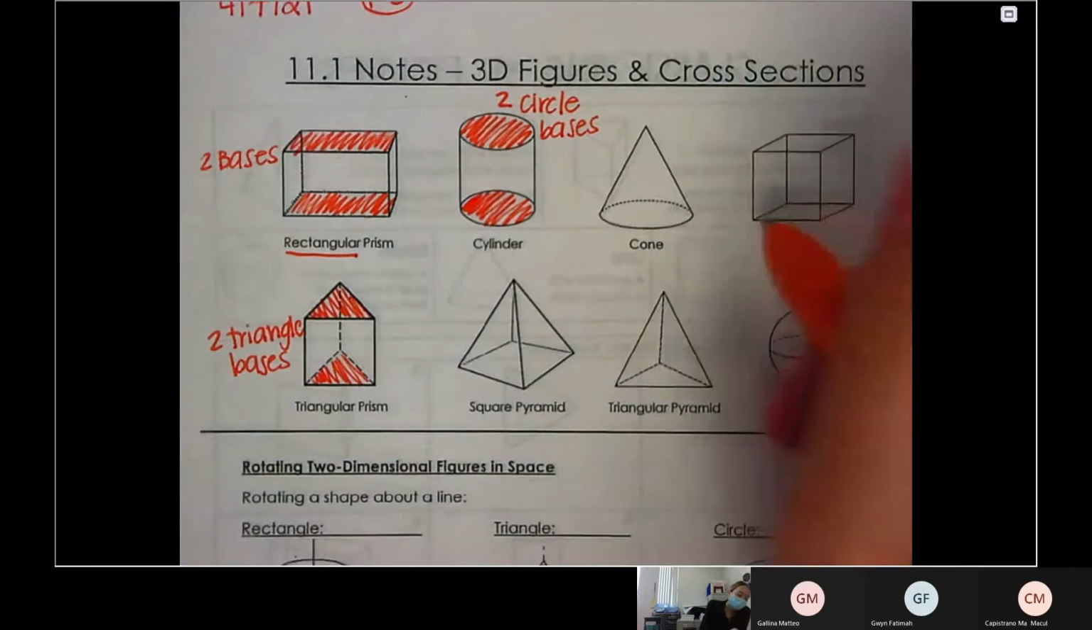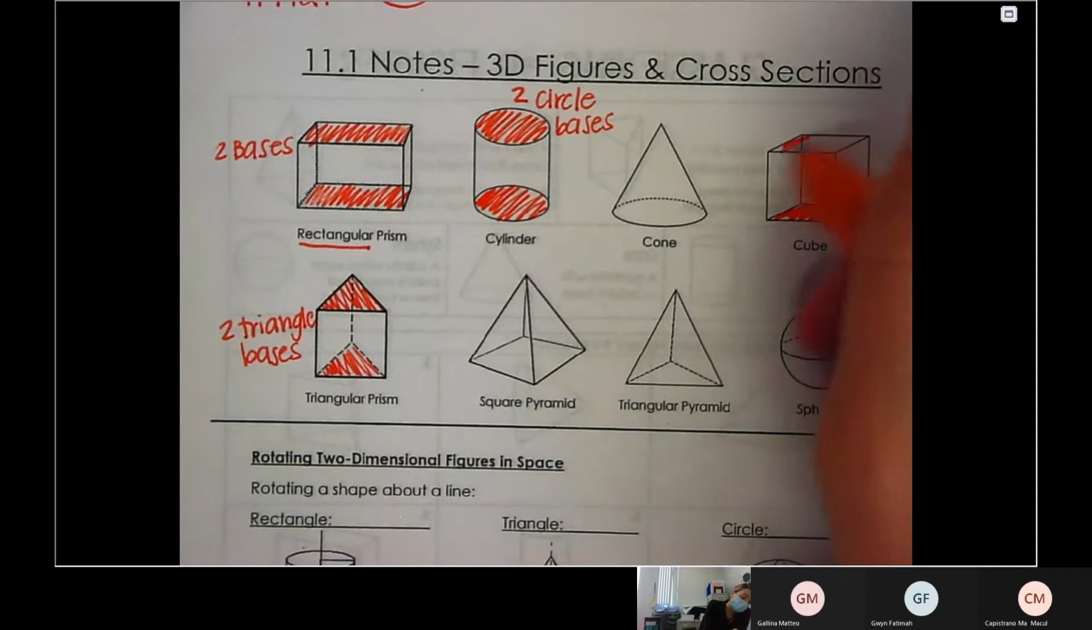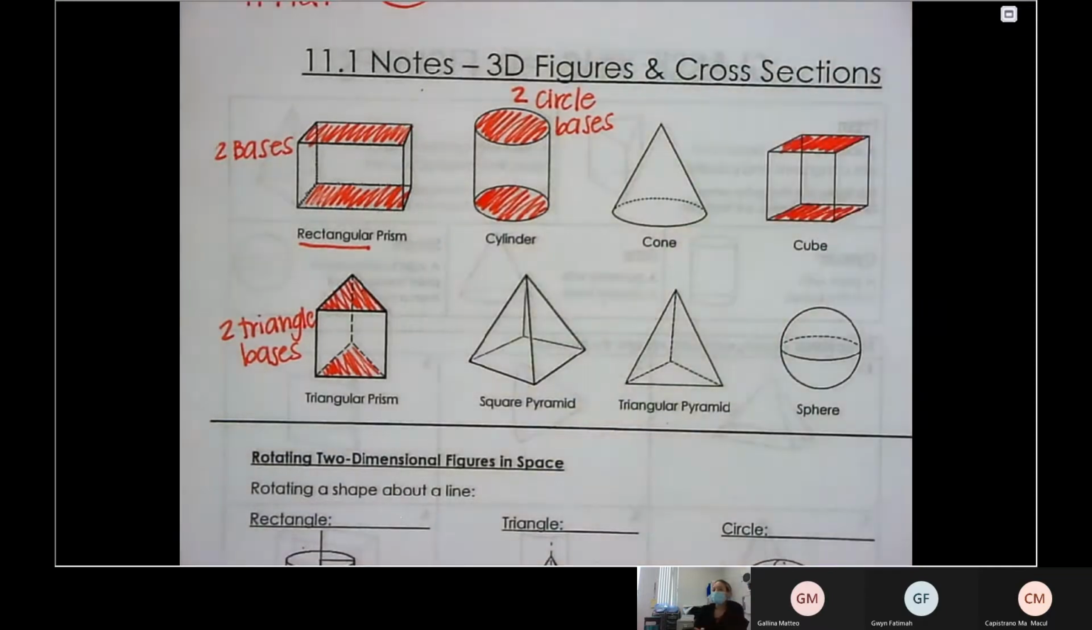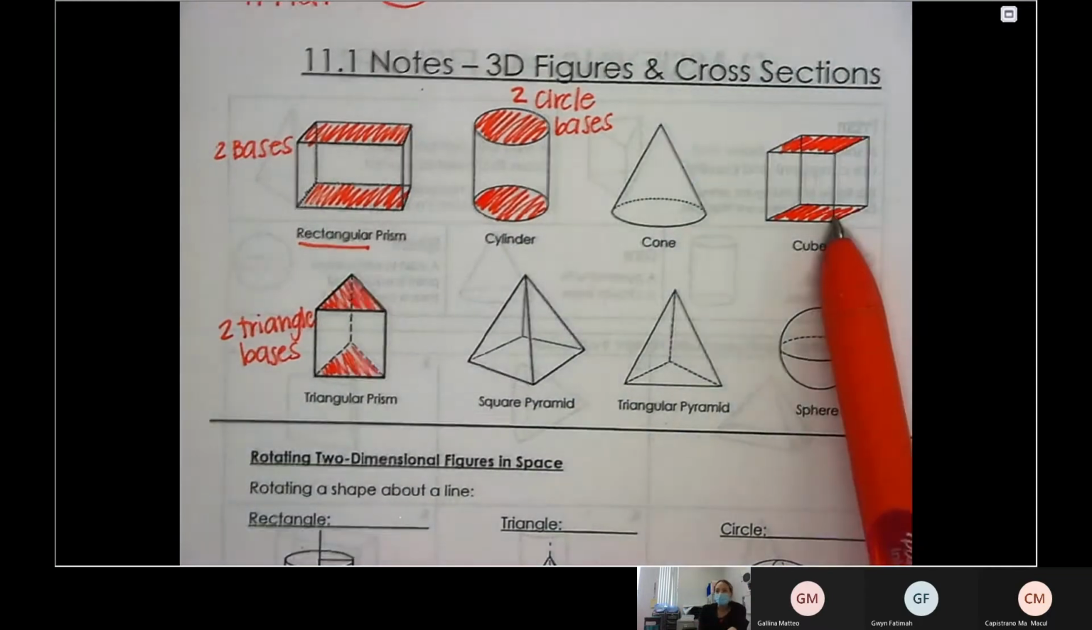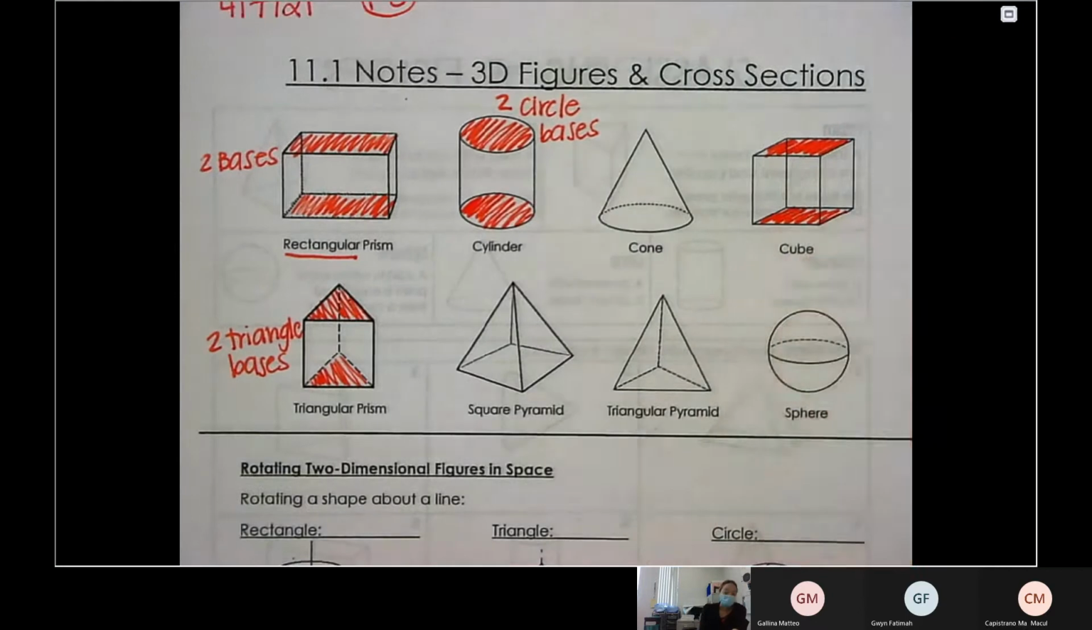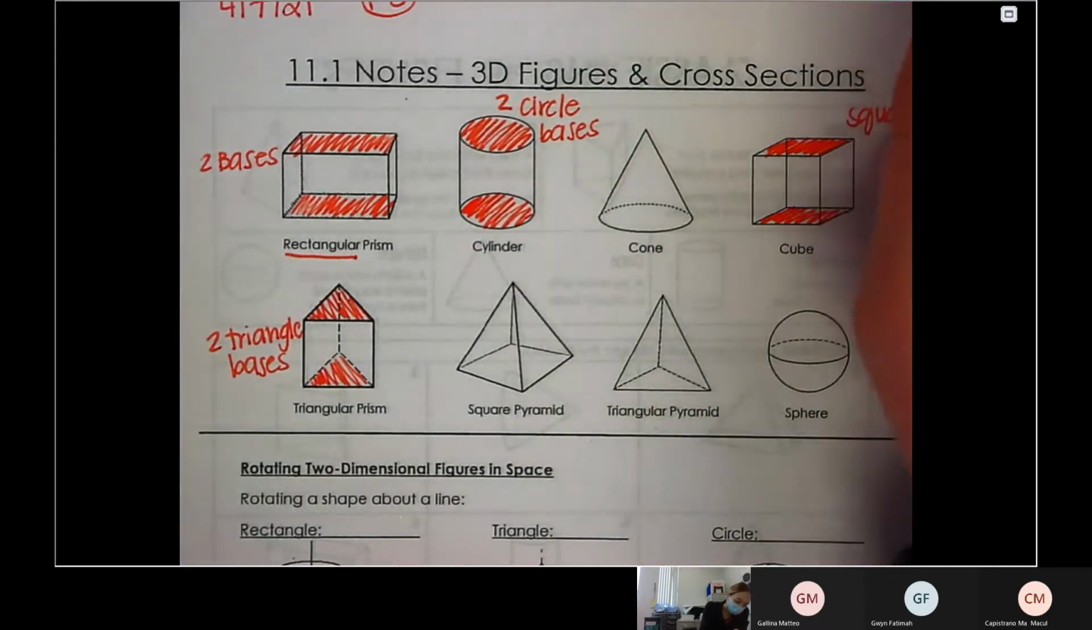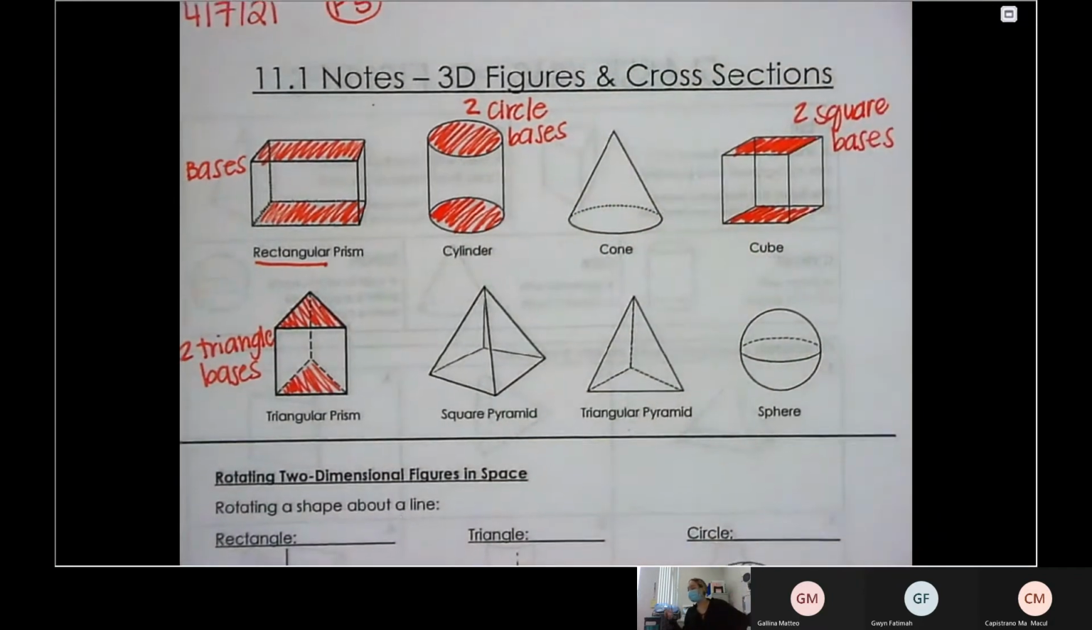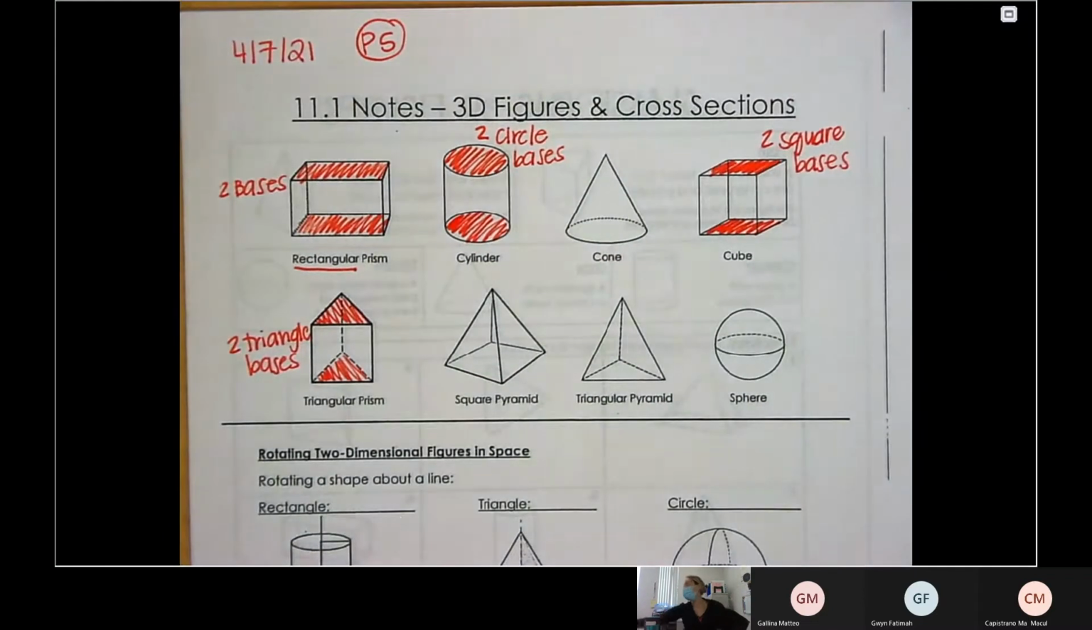A cube, yeah, good. A cube is also a prism. So all these ones in orange are prisms. And what's the shape of the base for the cube? Square, good. So you've got two square bases here. A cube is very similar to a rectangular prism, right? But because it's a square, all of the sides are exactly the same. So here's my cube, here's my rectangular prism. It's essentially the same thing. One's just longer than the other. The rectangular one is longer than the cube.